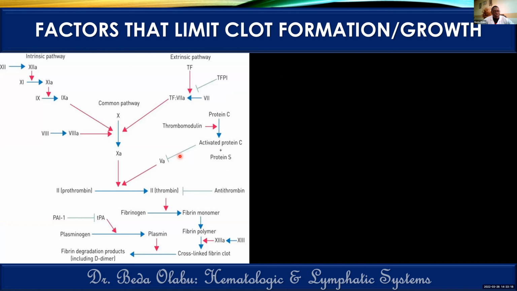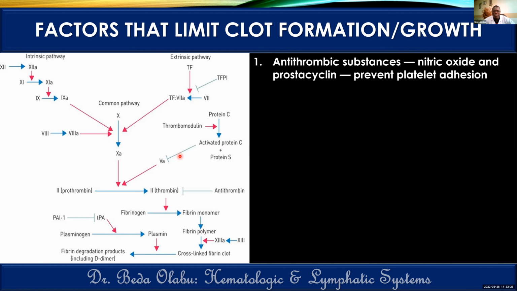Great. So as we finish on hemostasis, let's say, what are the factors that limit formation of clot? A number of things. We started with this one, that an intact blood vessel actually has mechanisms that prevent clot formation. Antithrombotic substances like nitric oxide and prostaglandin I2, which we call prostacyclin, they prevent aggregation of platelets, so that as long as the blood vessel is not injured, the platelets will not attach.